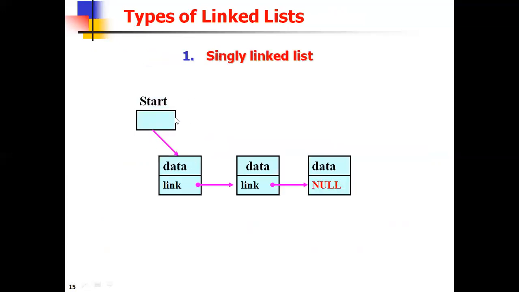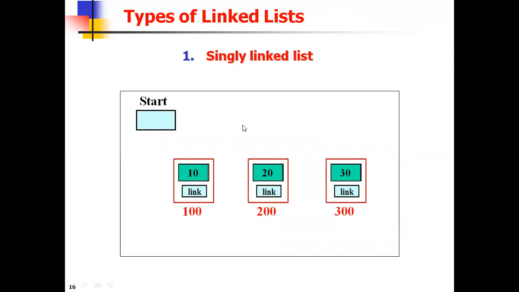The singly linked list can also be viewed like this, where you have the data part on top and the link part in the bottom. And this link part is pointing to the next node. The next node is also the same way. And the last node is having null, and start is pointing to the first node. So this is another view of the singly linked list.